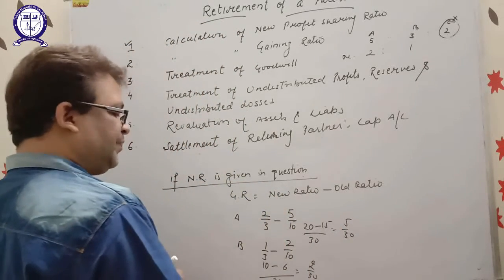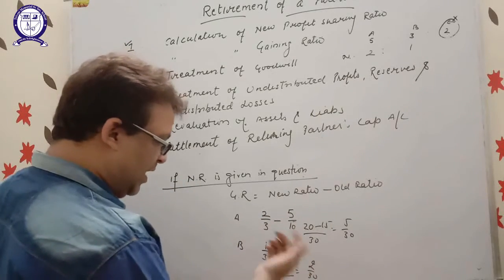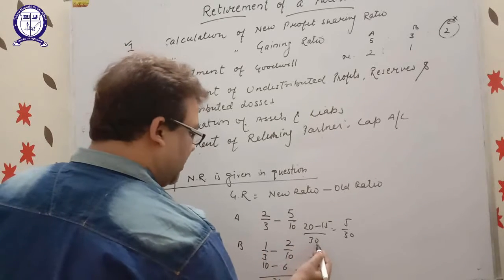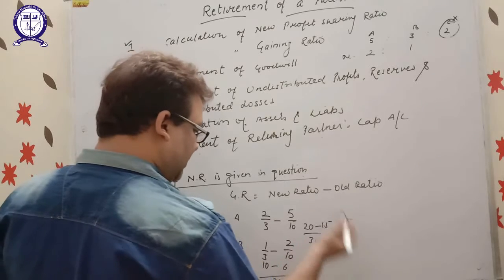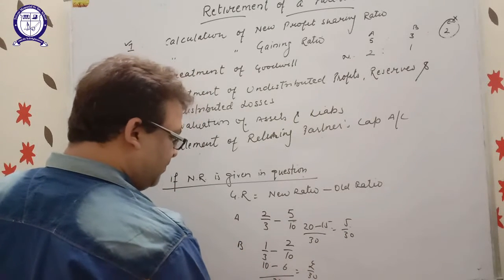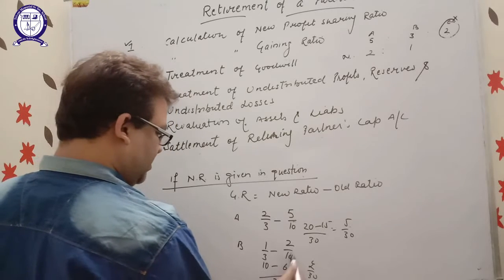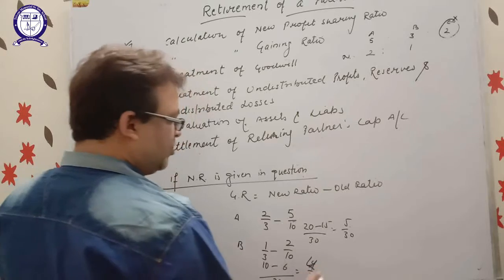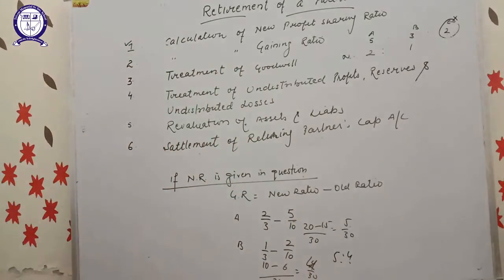Once again, let us check. I think there is some problem in calculation. LCM 30: 3 tens are 30, 10 times 2 is 20, 10 times 3 is 30. For B, 1 by 3 minus 3 by 10, LCM 30, 10 minus 9, 1 by 30. So the gaining ratio between A and B is 5:1. So this is the point how to calculate gaining ratio.